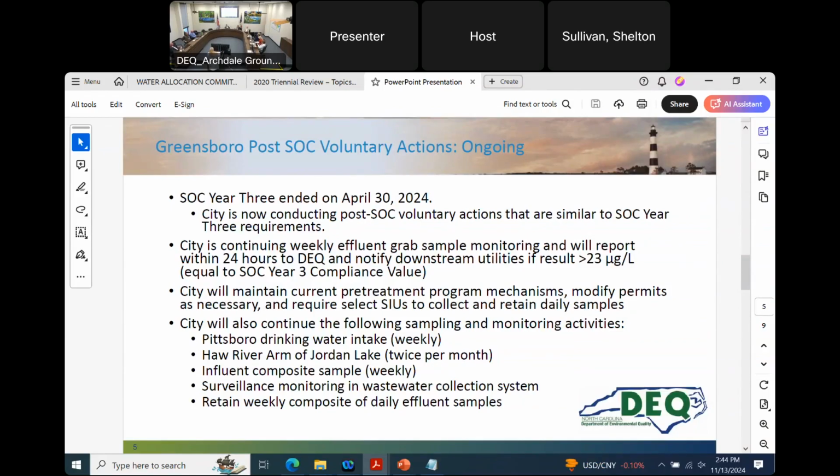The city continues to maintain its pretreatment program mechanisms that modify permits as necessary and require select SIUs to collect and retain daily samples of 1,4-dioxane. Why is that so important? If they see a large or elevated value in their effluent, they immediately go back to those SIUs, requiring them to test those daily samples and see who was the cause. It's been very effective. And the city will continue the following sampling and monitoring activities as listed there. You can see there, it's quite extensive.